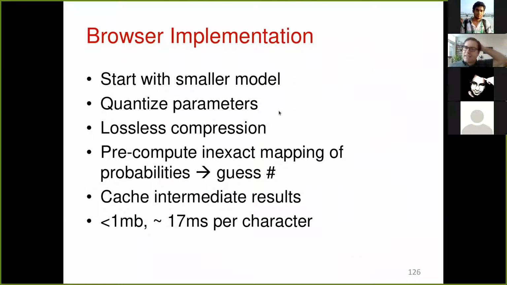Right. So then what we did is said, okay, well, we have a 3 megabyte model. Can we make it smaller? And so Billy did a bunch of great engineering in terms of quantization, some lossless compression, and some cool pre-computation and caching of intermediate results. And actually, we got our model down under a megabyte, with a latency in a browser in JavaScript of about 17 milliseconds per character. So we said we can get a neural network in the browser running really well.